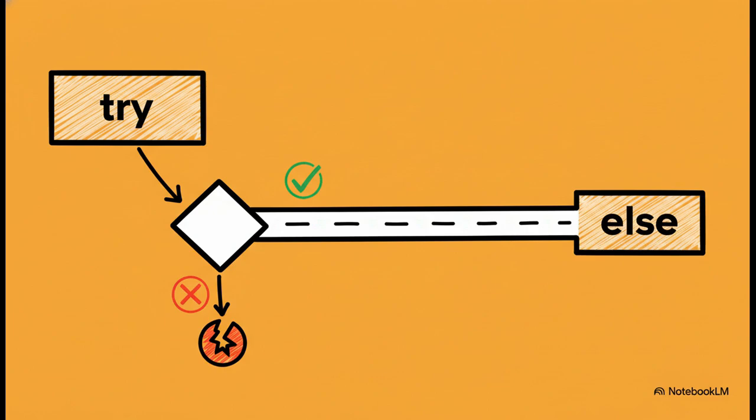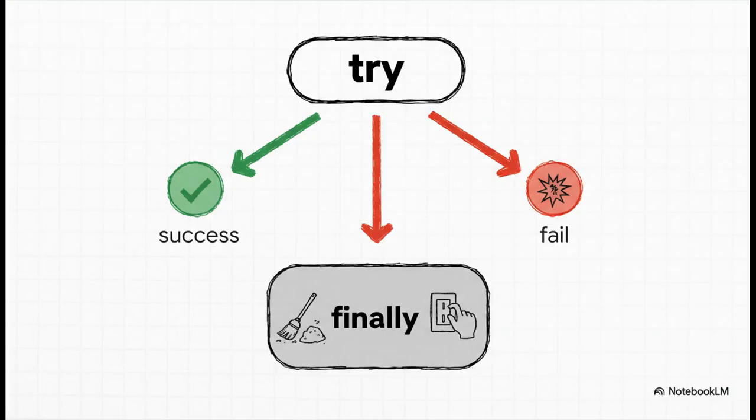It's just cleaner. And finally is your ultimate cleanup crew. Seriously, did you open a file? Did you make a connection to a database? The finally block is the guaranteed place to close those things. This is so important for apps that need to run all the time because it stops resource leaks that can slowly kill your entire system.